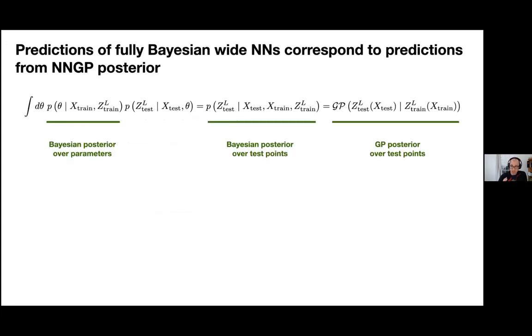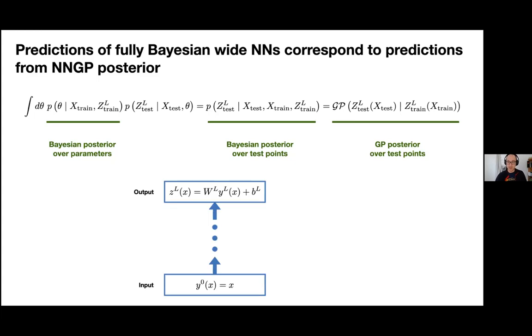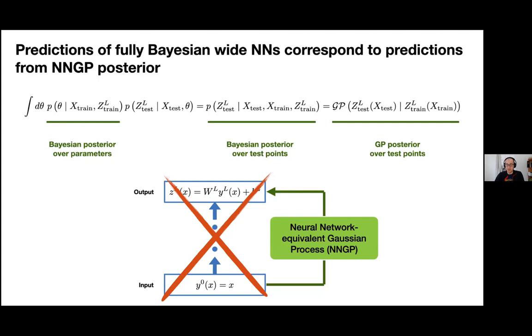So just to say this a slightly different way, we're interested in the Bayesian posterior over test points. And we could either compute this by sampling parameters in the posterior and evaluating the corresponding test prediction for those parameters, or we can compute it by directly evaluating the distribution over test set predictions as defined by the GP in closed form. And so what this means is that if we want to evaluate the predictions of a wide Bayesian neural network, we never even have to instantiate the network. We could just evaluate the corresponding neural network equivalent Gaussian process, the corresponding NNGP.